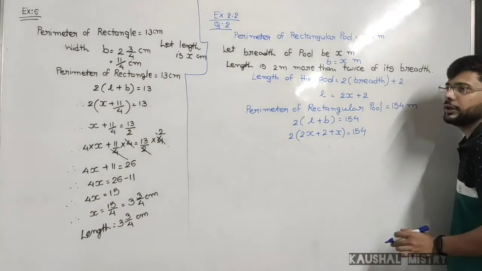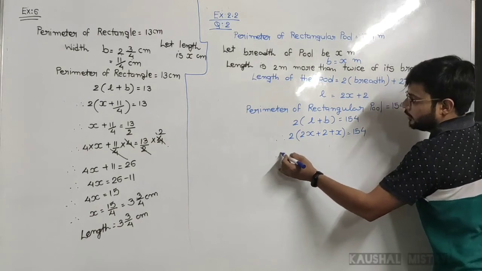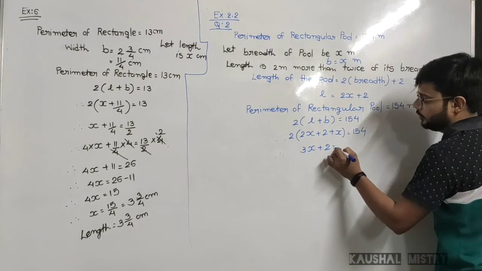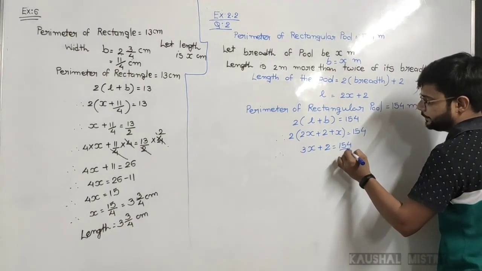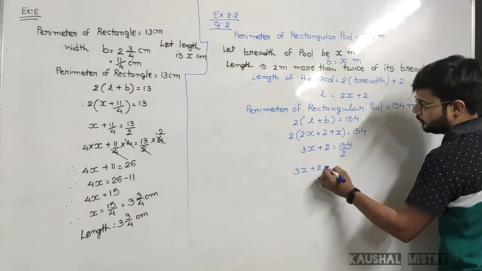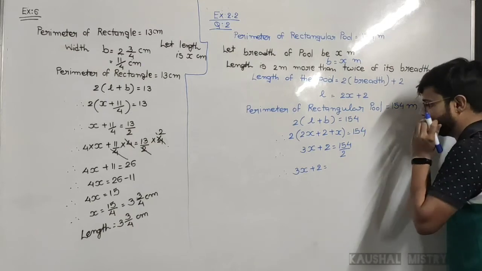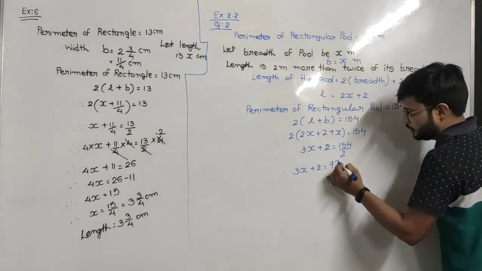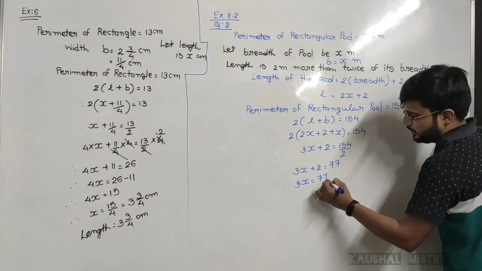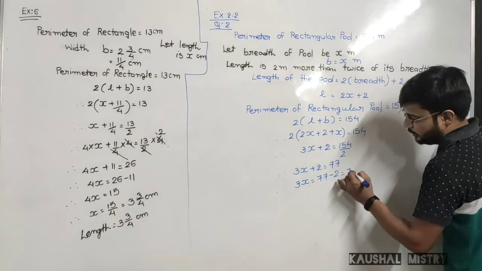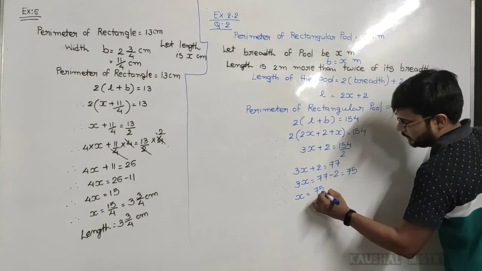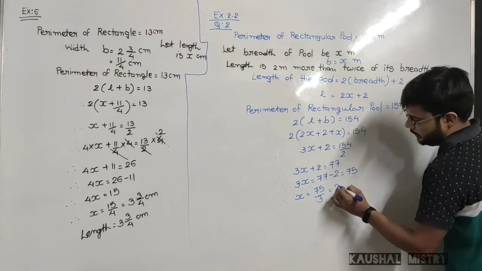Now this 2 will go in division, so therefore 2x plus x will be 3x plus 2 is equal to 154 by 2. So this will be equal to 3x plus 2, 154 divided by 2 is equal to 77. So 3x is equal to 77 minus 2. So that is equal to 75. So x is equal to 75 by 3. That is equal to 25.